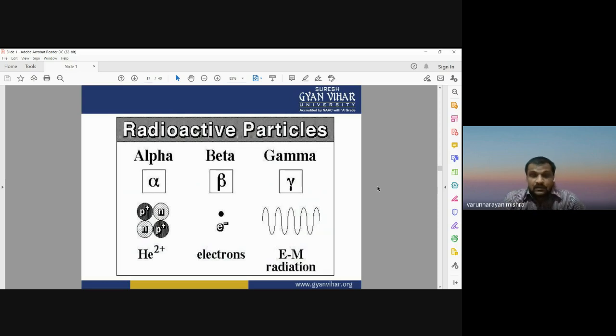Some elements release a high number of alpha, beta particles. Some elements don't release a high number of alpha, beta, gamma particles. Some elements release a high amount of gamma rays, which are a part of electromagnetic radiation that is very harmful for human health and other living organisms on the earth.